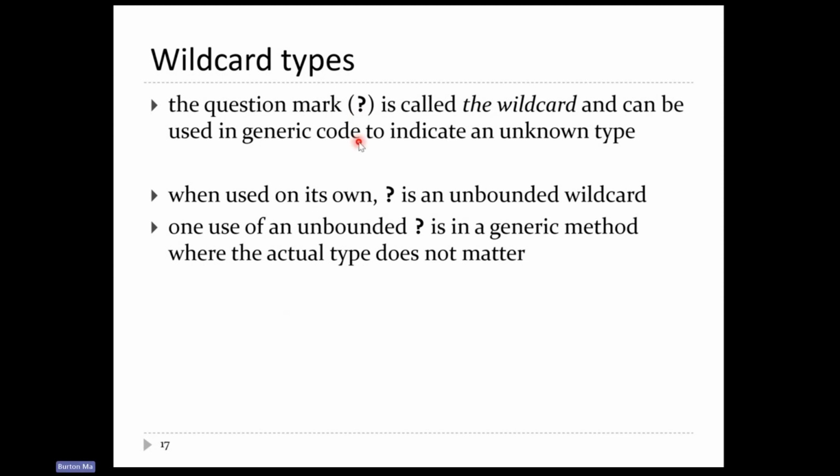You can use it in generic code to indicate that the type is either unknown or you don't care what it is. When you use it on its own, it is called an unbounded wildcard. On its own, it just means, look, I don't care what the type is. So you might wonder, when would you ever write this? One of the uses is when you have a generic method and your type doesn't actually matter.